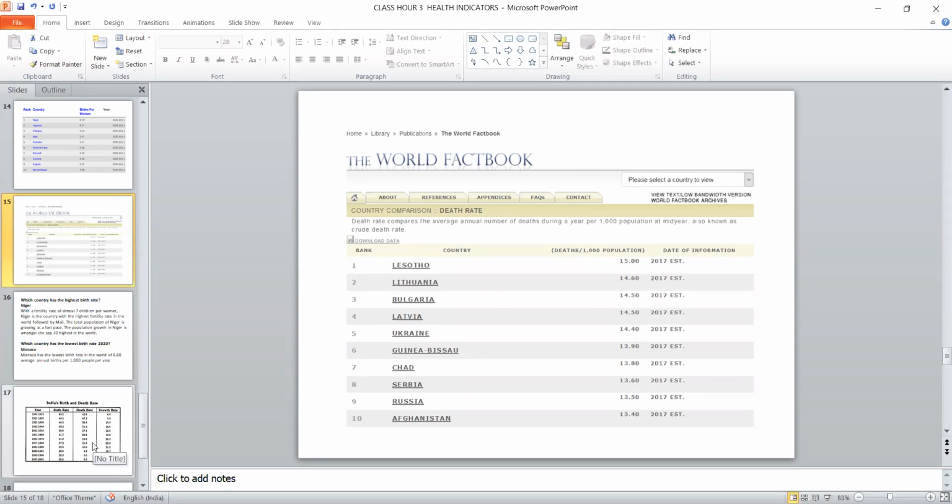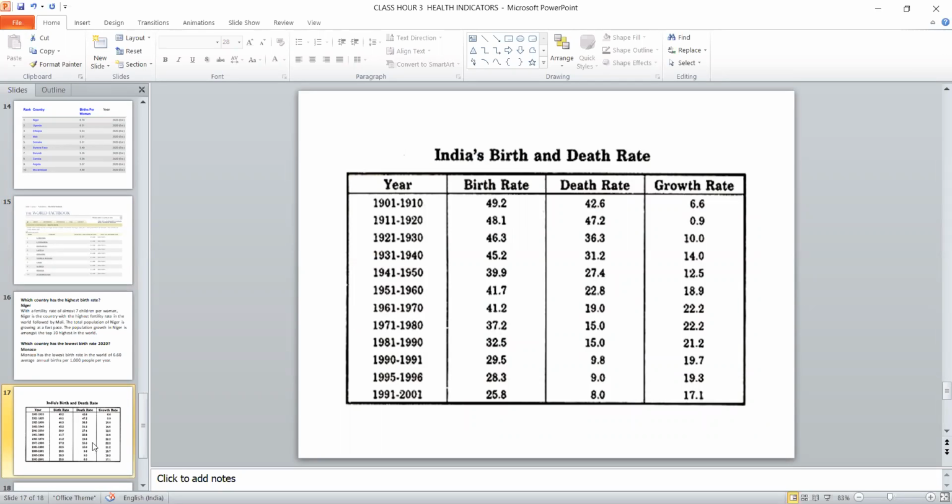Now let's move to the Indian scenario. Now I want to say what the birth rate, death rate and growth rate are in India. This table shows from the last century, from 1901 to 1910, nearly 49% birth rate. For every 1,000, there were 49 births in 1901 to 1910. And it is gradually decreasing: 48, 46, 45, 39. And as of this day, the table shows in 1991 to 2001, the birth rate is 25.